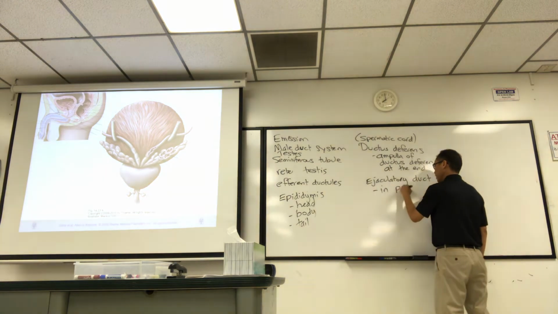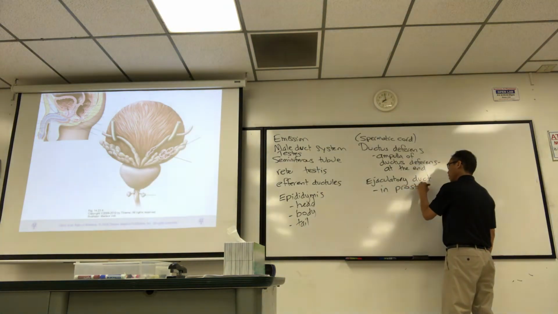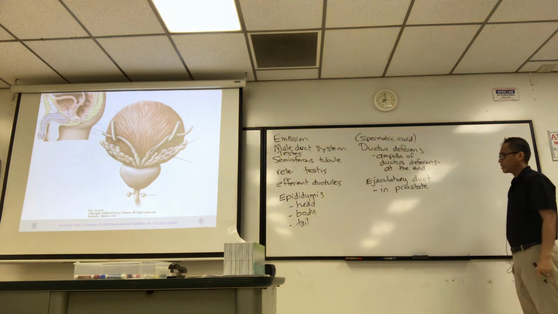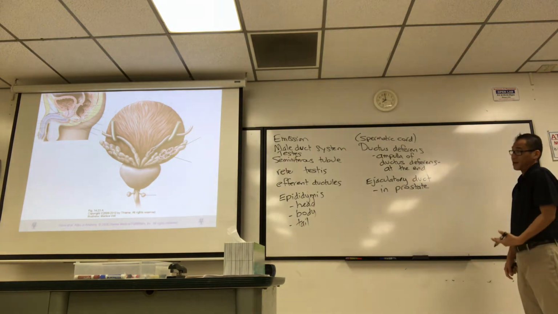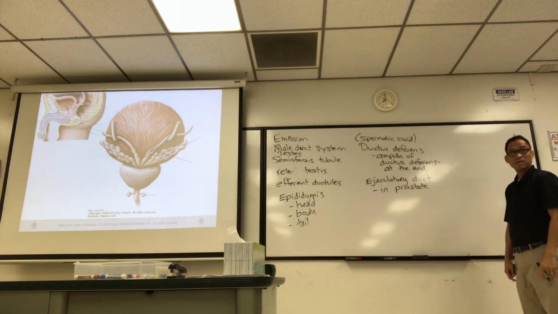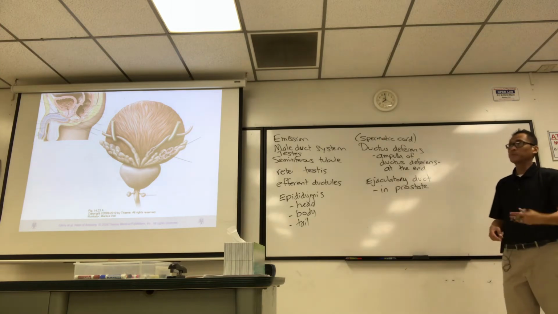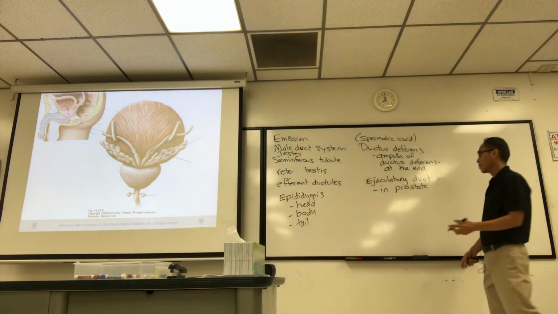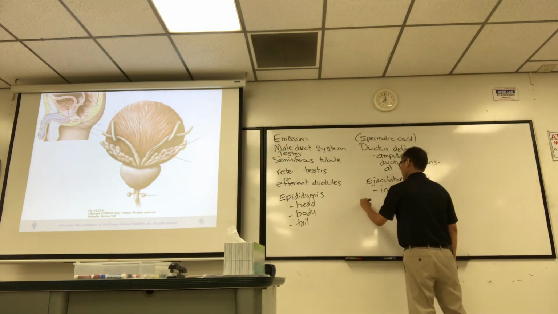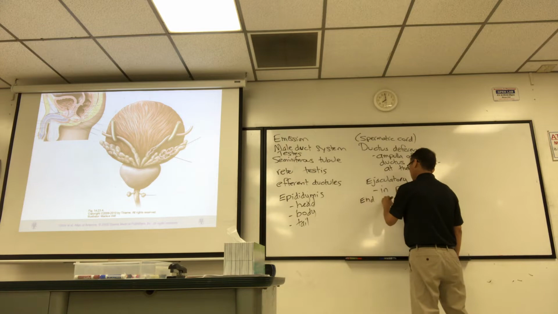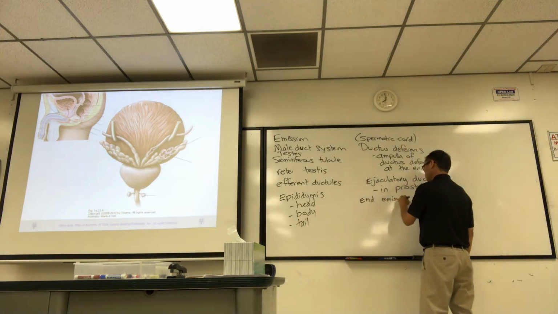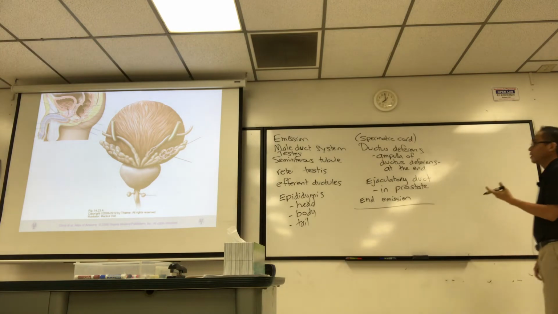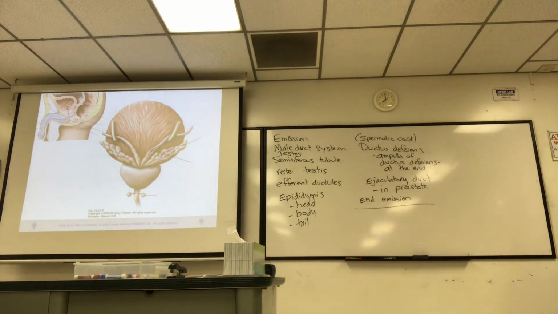It's in the prostate. What else can I say? This kind of marks the end of emission, because emission is movement up to the urethra. So we're there. The next thing is the urethra. And ejaculation is movement out of the urethra. So let's talk about the urethra.